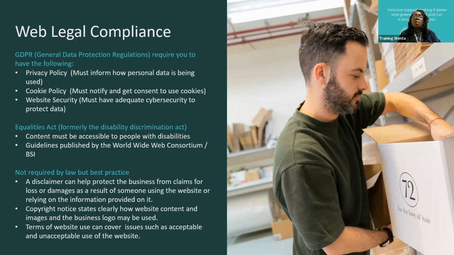Oftentimes people will ask, do they need to register with the ICO to become GDPR compliant? So it's all to do with data protection. Now, if you do have a website, if you're with a platform like Shopify or WooCommerce, or one of those American ones, they normally are GDPR compliant anyway. So you don't need to get yourself registered with the ICO, because they've already done it.